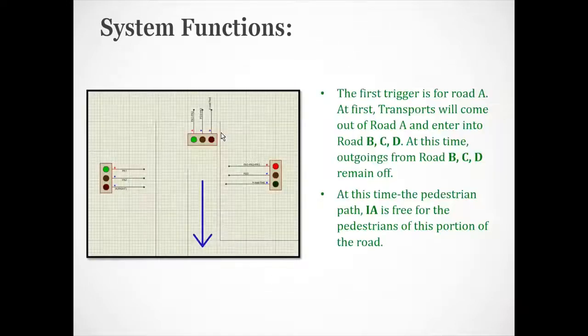Let's talk about the system functions. Here we can see the part A portion of our 4-way route. The green light here indicates the vehicles moving from road A to roads B, C, D. During this, outgoing from roads B, C, D remains off. If we look at the pedestrian path of road A, we can see the light of IA is green, but for IA bar it's red. That means IA is available for pedestrians to cross, but IA bar isn't, as there is no incoming vehicle in the IA part of road A, but transports are moving in IA bar.